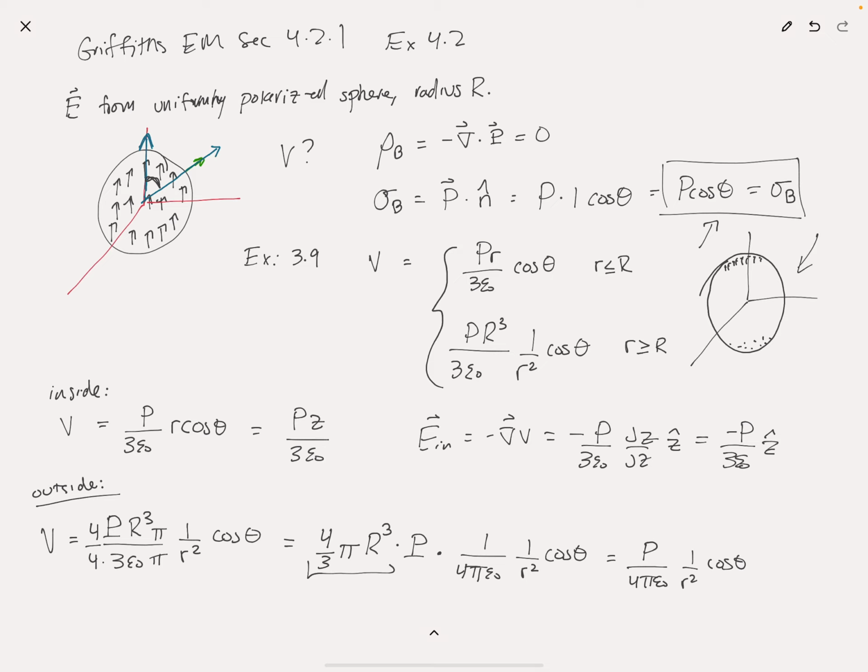Remember how we said it looked like a dipole here? I can rewrite this as a dot product of p with something that gives me cosine theta. That something is my r hat vector: p dot r hat over 4 pi epsilon naught, 1 over r squared. So outside, the potential looks just like a dipole, with the total dipole moment defined by the polarization.